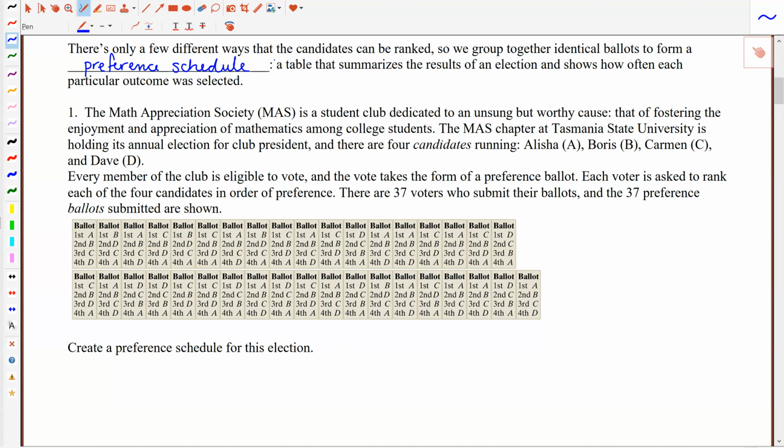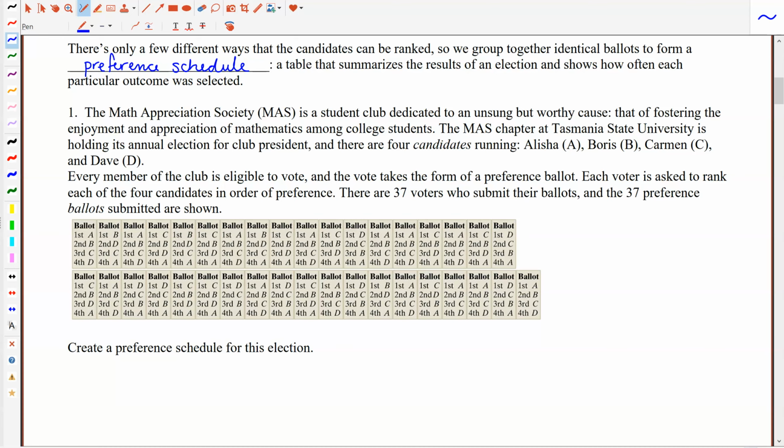Every member of the club is eligible to vote, and the vote takes the form of a preference ballot. So as a reminder, for a preference ballot, that means each voter is going to be asked to rank each of the 4 candidates in order of preference. There are going to be 37 voters who submit their ballots, and the 37 preference ballots that were submitted are shown below.